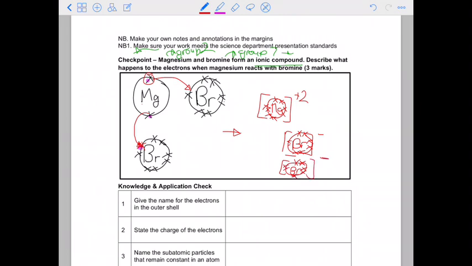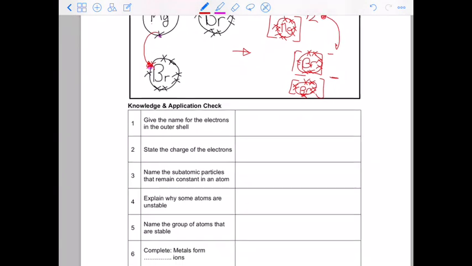So you will learn more about this type of arrangement in future lessons, but this is what is happening. And this is what we call an ionic bond, because this positive ion and this negative ion will be attracted to each other through the electrostatic force. But as I said, we'll talk more about that in future lessons.